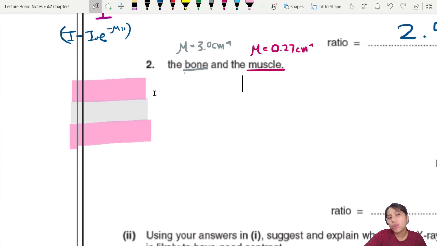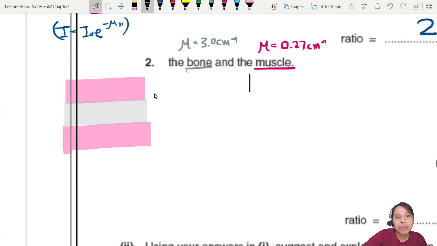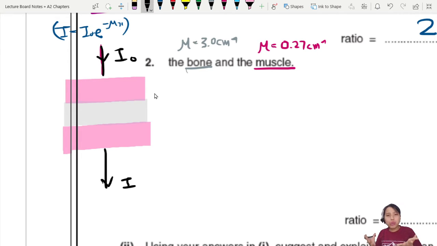Okay, let's look very carefully. If you want a ratio, what are we ratioing? We want to ratio the incident beam. Let's put this one here, black color. Incident beam got I naught. At the end of the day, it comes out with some I. These are the two we want to ratio, but what happened in between? Got so many leh. How to think about this?